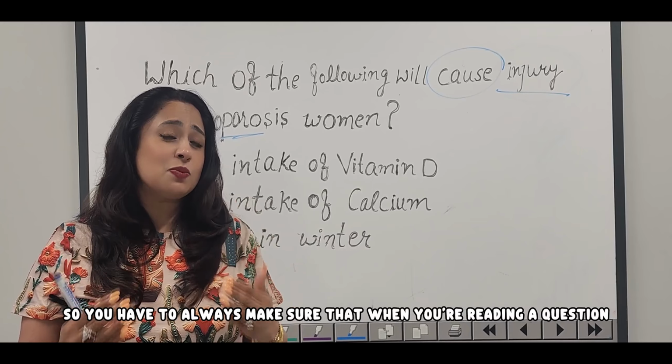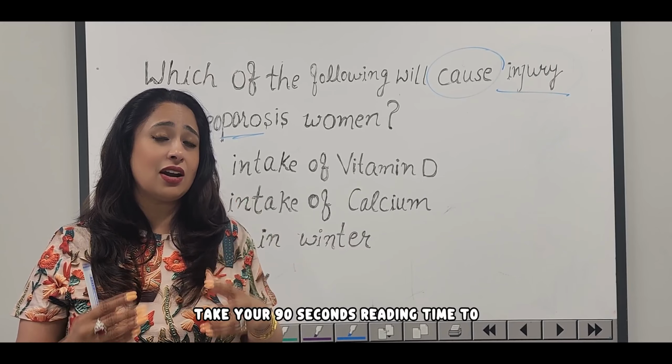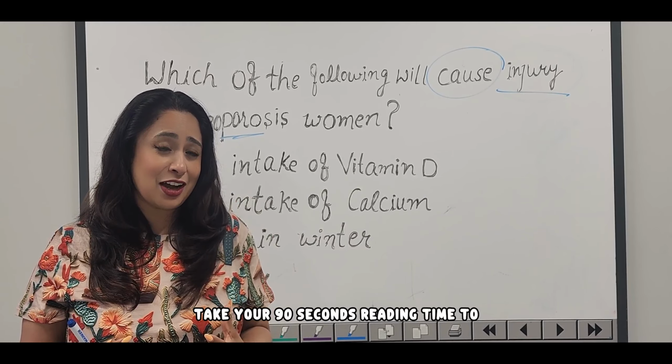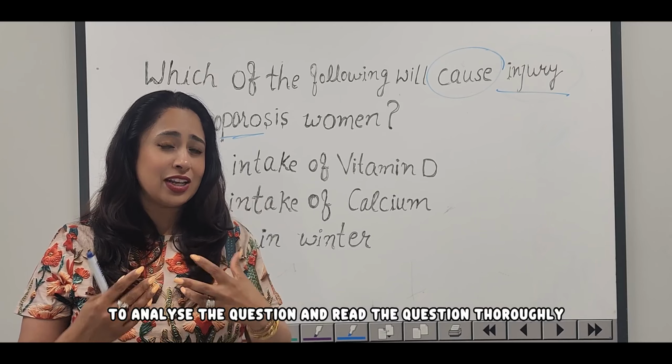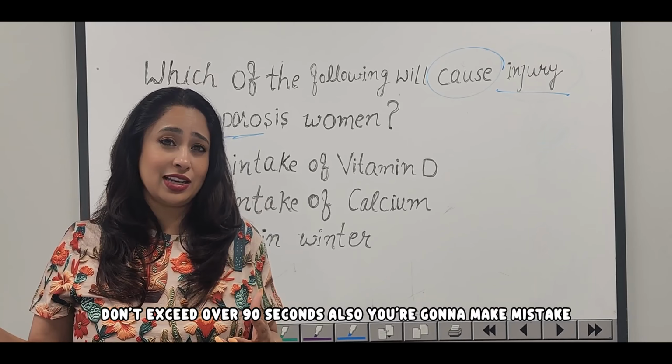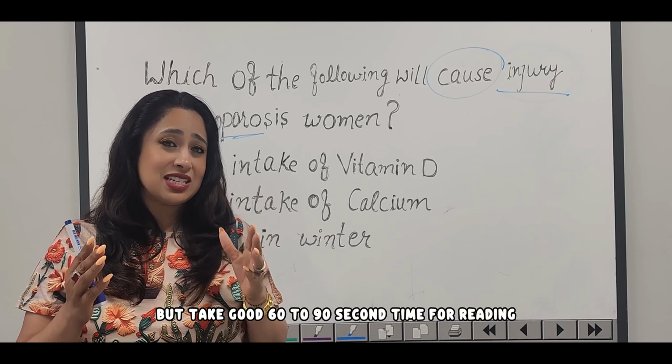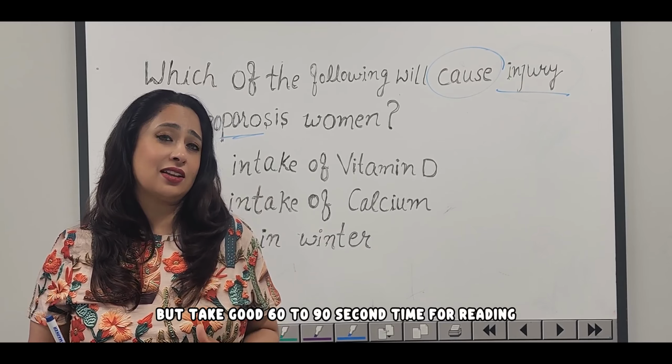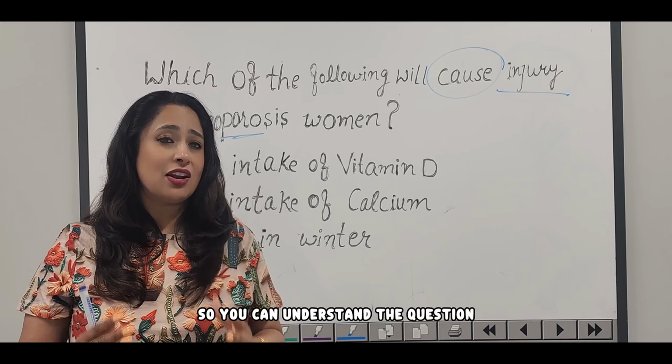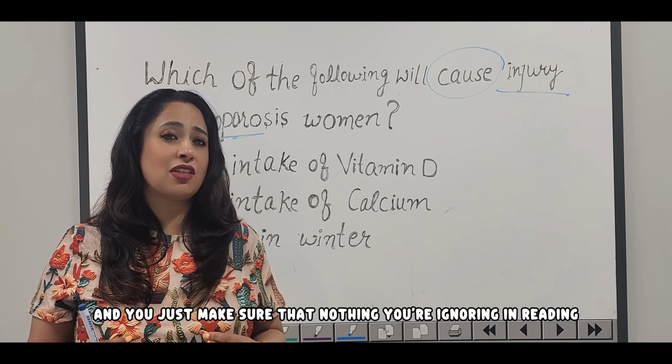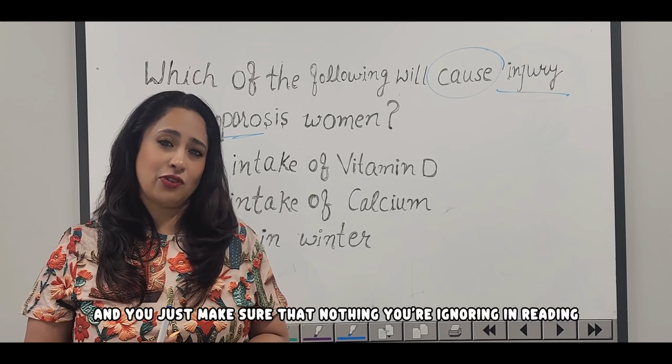You have to always make sure that when you're reading a question, you take your 90 seconds reading time to analyze the question and read it thoroughly. Don't exceed 90 seconds, or you're also going to make mistakes. But take a good 60 to 90 seconds for reading so you can understand the question and make sure that you're not ignoring anything in it.